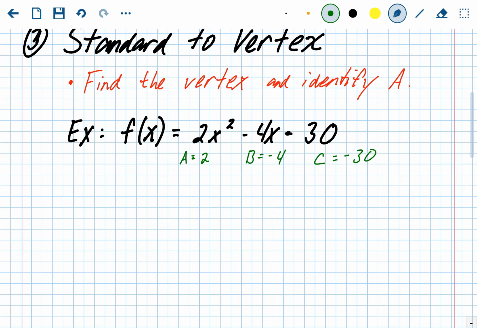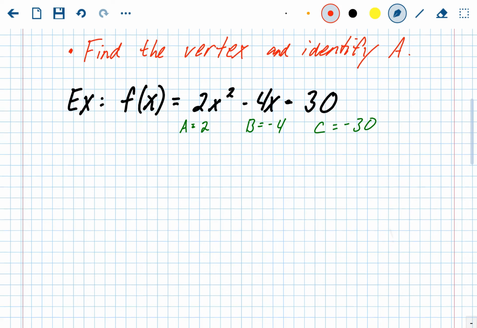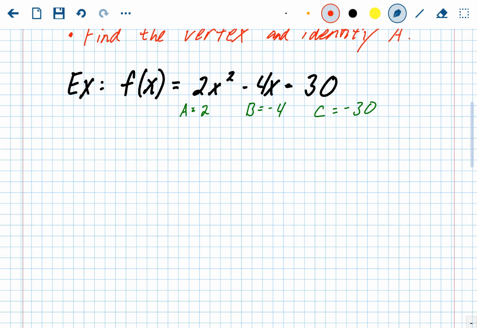Now again, it doesn't ask for this, but whenever you're in standard form, just try and run through your head, what do I know from standard form? I know the y-intercept. The y-intercept is going to be negative 30. We could also find the vertex. There's a formula to find the vertex, and the vertex is what we ultimately need to go to vertex form. So let's start by finding the vertex. Remember, the formula to find the vertex starts with finding the axis of symmetry, and the formula for that was the opposite of b over 2a.